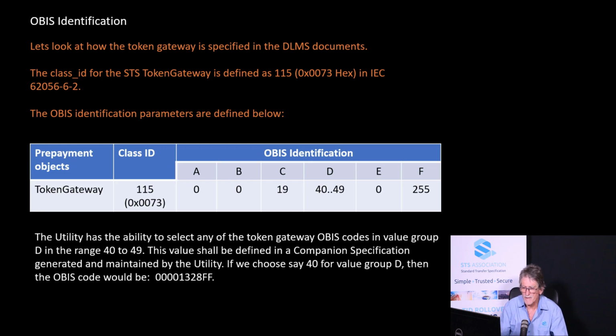The utility has the ability to select any of the token gateway OBIS codes in a value group D in the range 40 to 49. This value will be defined in a companion specification generated and maintained by the utility. If we choose, say, 40 for value group D, then the OBIS code for this would be 0.1.94.40.0.255.